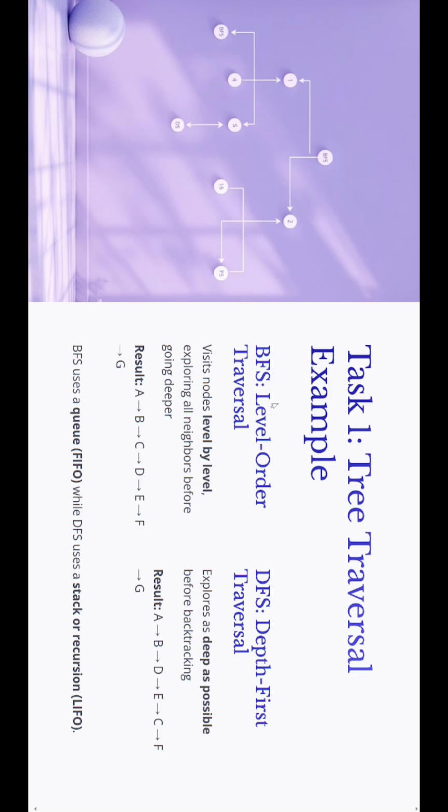Now DFS is different. DFS goes deep first, so starting from A, it goes to B, then D, then comes back and visits E. After completing the B side, it moves to C, then F, then G. So the order becomes A, B, D, E, C, F, G. So the main difference here is the approach. BFS level wise, DFS depth wise.